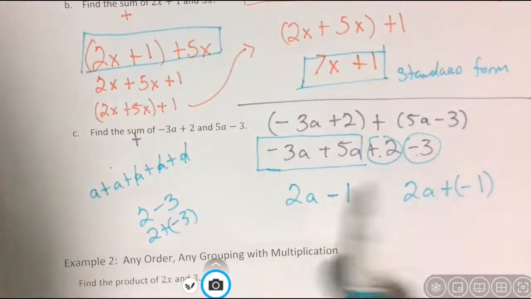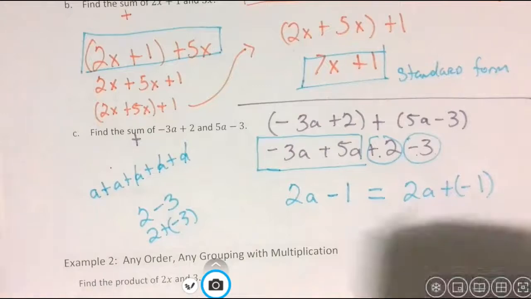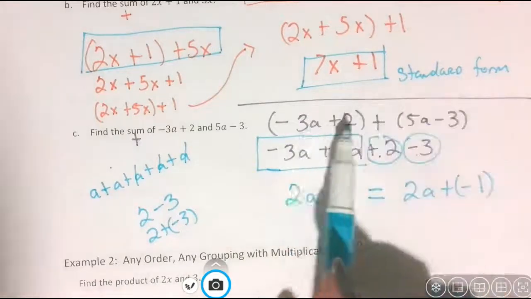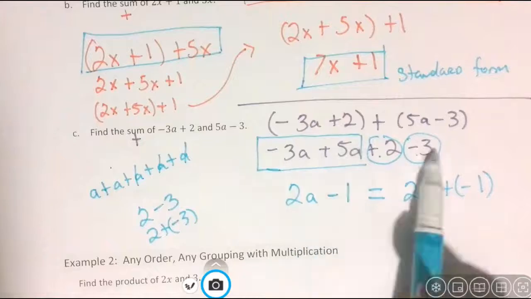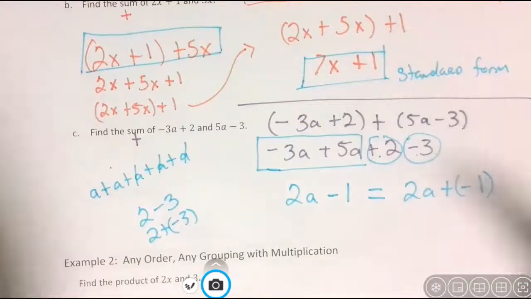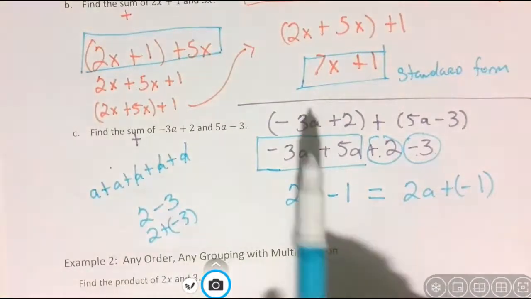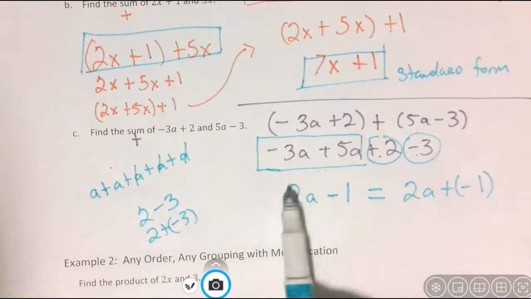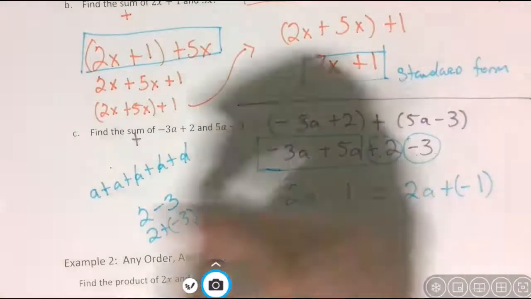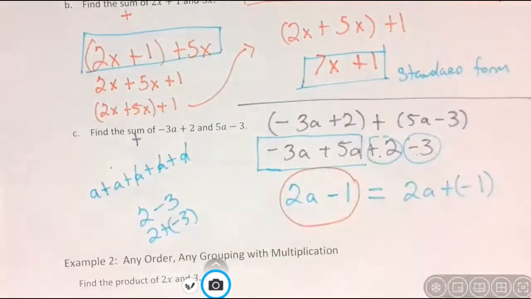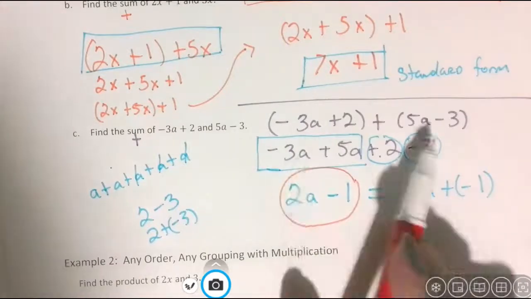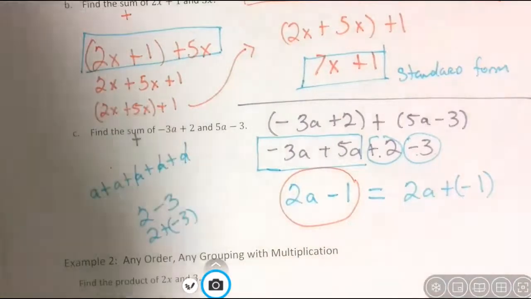These are equal to each other. They're also equal to the terms that we started with, and they're also equal to this line. So here we actually have 4 different equivalent expressions. 1, 2, 3, 4. This would be standard form, but it's important to understand they're all equal to each other.